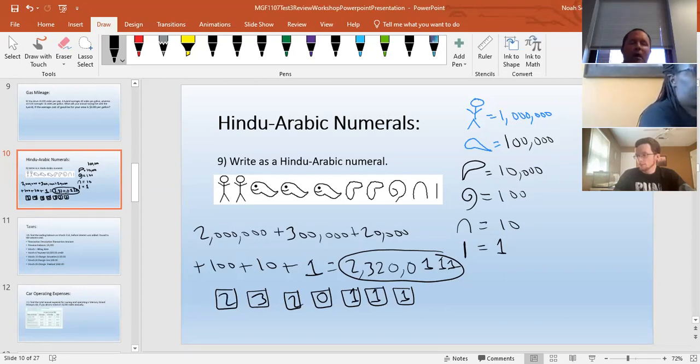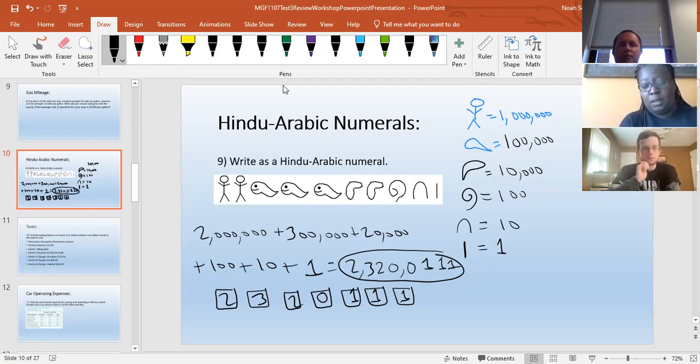Probably the easiest way to do it is just to add it up on your calculator. But you want to write it out this way first so that you know what you're adding. So, any questions there?